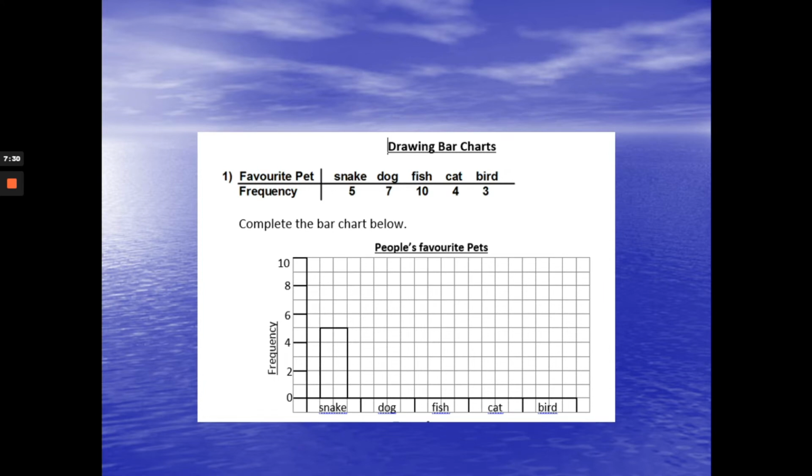Here's another one for you to try. I've started this one off for you. So remember, the gaps between all of the things at the bottom have got to be the same. For the snake, I've done it 2 squares across. That means that for every other one, it has to be 2 squares across. Can you complete that one as well, please? Just to get you used to finishing bar charts. Okay, well done.